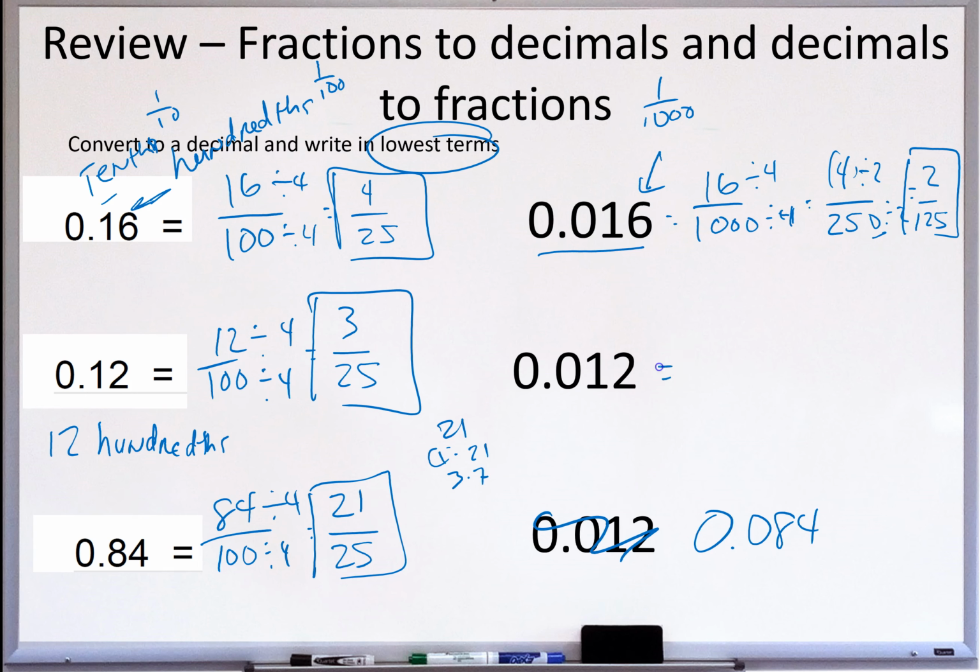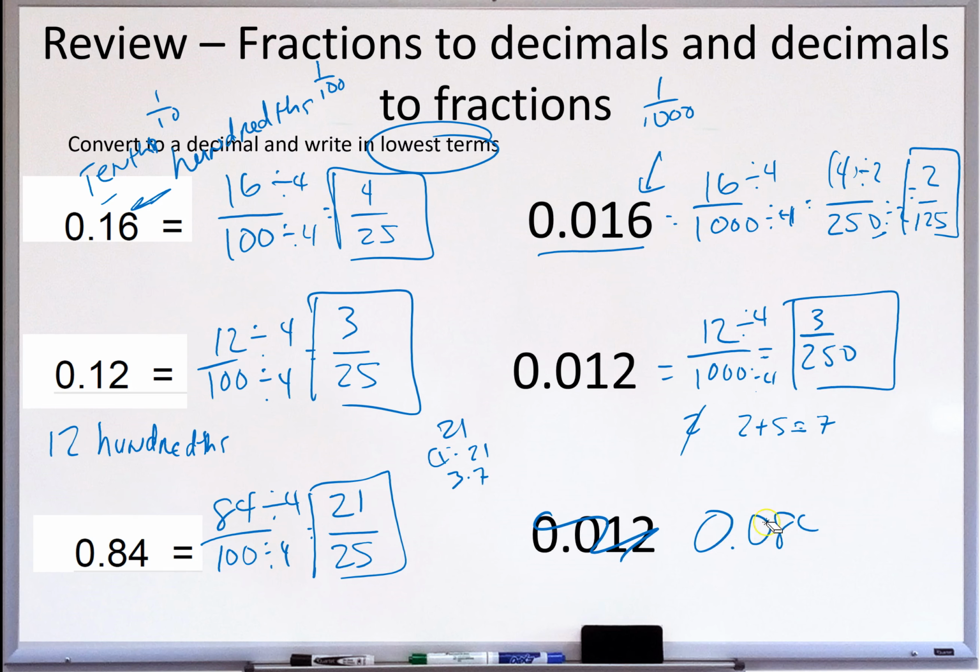I changed this to 12 thousandths. So that's 12 thousandths. Again, I can divide by 4, and I get 3/250. Now, let's see, 3/250. So I know 2 doesn't work because they both don't end in an even number. I'm going to check and add 2 plus 5, and I get 7, which means I can't divide by 3, and I can't divide by 9. I can't divide by 6, so it's in lowest terms.